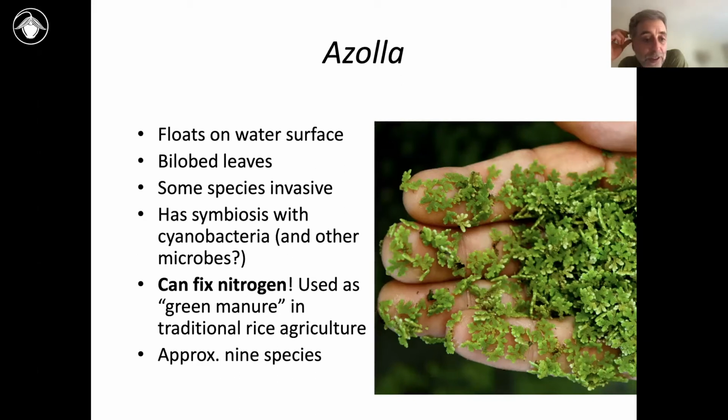One of the things that's most exciting about them, aside from their taxonomic uncertainties, is that they have a symbiosis with cyanobacteria. And that symbiosis means that they can fix nitrogen. So just like members of the bean family, pulses, legumes, can fix nitrogen by a symbiosis with a bacterium, with rhizobia, Azolla can fix nitrogen by this relationship with its cyanobacterium. And it's been used for this reason in agriculture, traditional rice agriculture, for thousands of years as green manure.